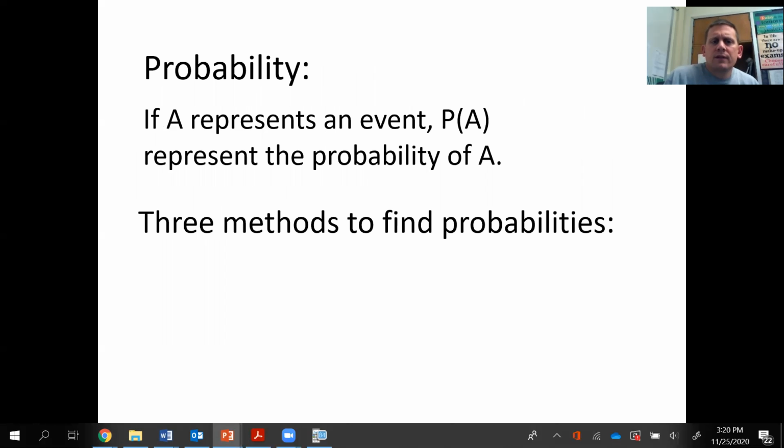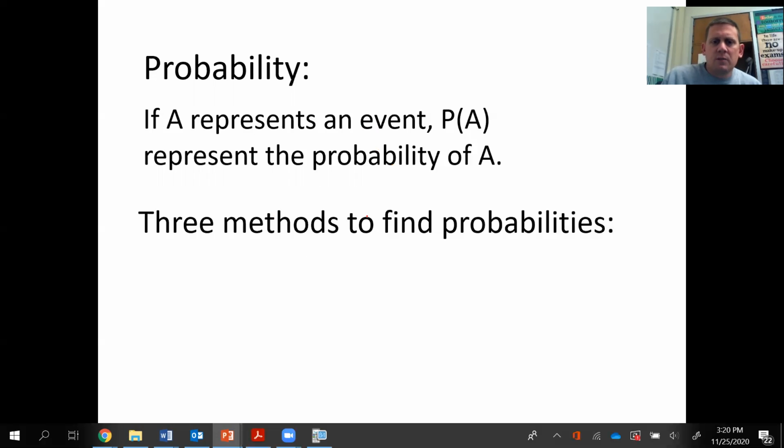The way we write this, we're always in math about writing less. P(A) means the probability of A. That's the way we say that and the way we write it, so we don't have to write the words probability of A over and over again.